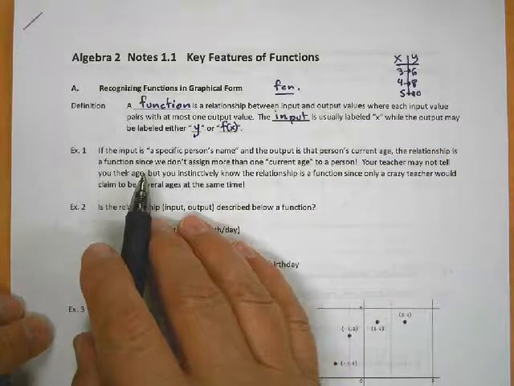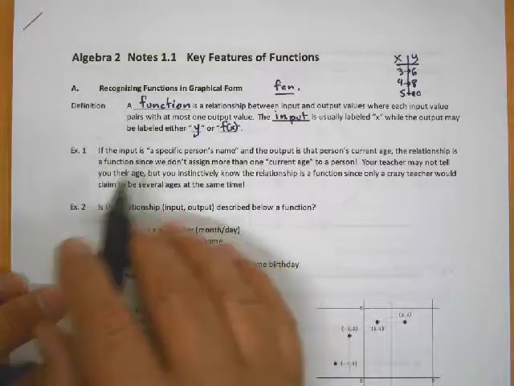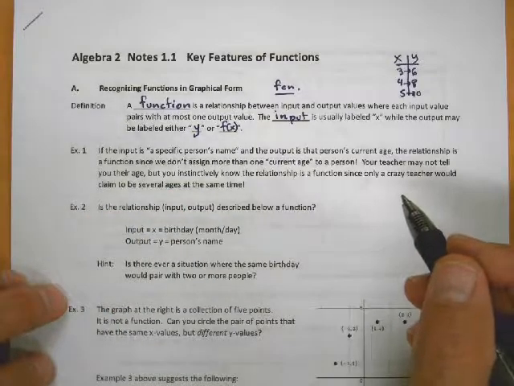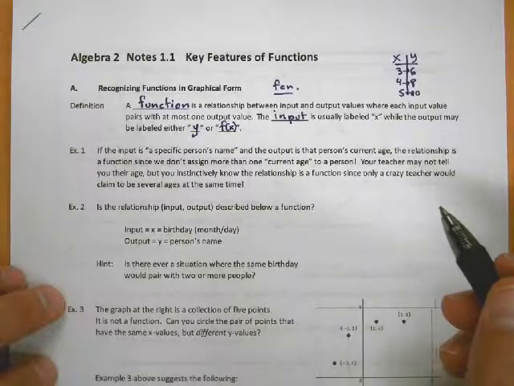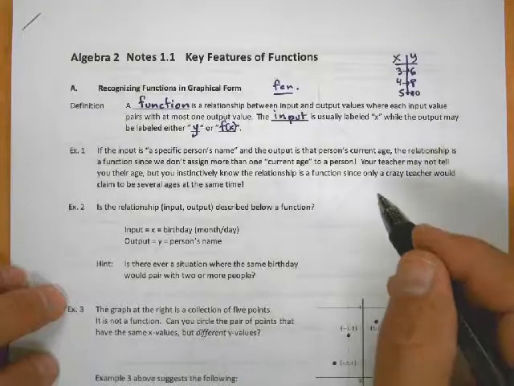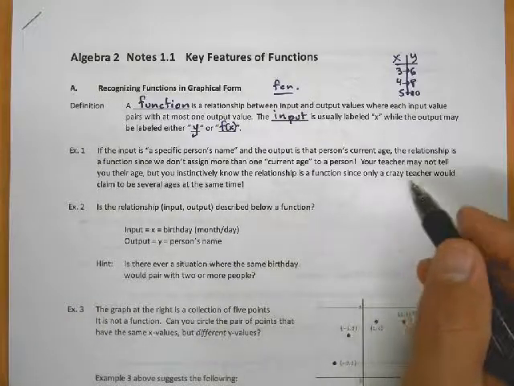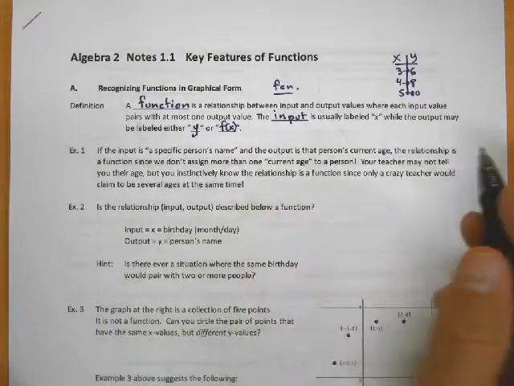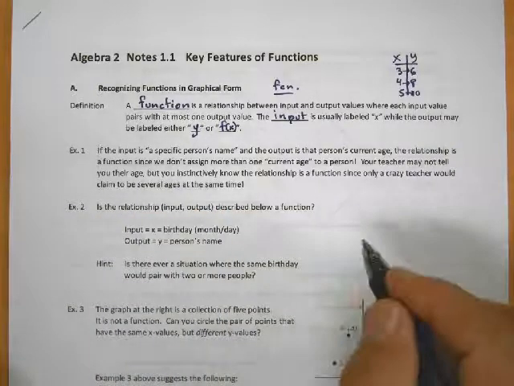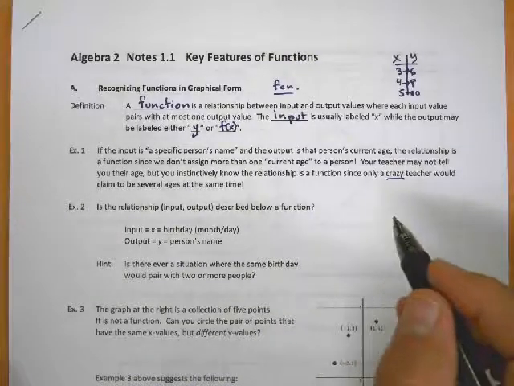Examples of functions include ones that are intuitively functions. And I'll give you an example here. If the input is a specific person's name and the output is the age that is associated with that name, so for instance Jake, and then how old is Jake, that relationship is a function since you wouldn't expect the person to give you two different ages. Current age is what I'm talking about here. So if you asked my age and I told you two different numbers or three different numbers, you'd say, crazy teacher, because you're expecting only one answer per person.